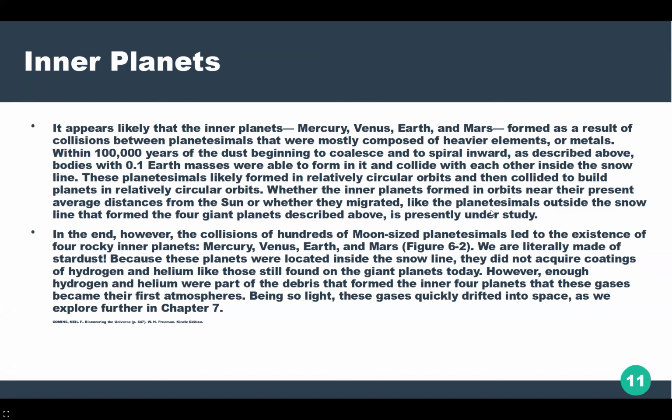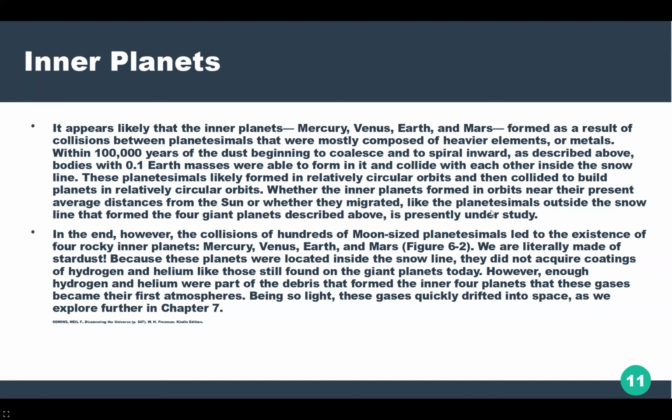These planetesimals likely formed in relatively circular orbits and then collided to build their planets in relatively circular orbits. Whether the inner planets formed in orbits near their present average distances from the Sun, or whether they migrated like the planetesimals outside the snow line that formed the four giant planets described above, is presently under study. In the end, however, the collections of hundreds of moon-sized planetesimals led to the existence of four rocky inner planets: Mercury, Venus, Earth, and Mars. We are literally made of stardust.